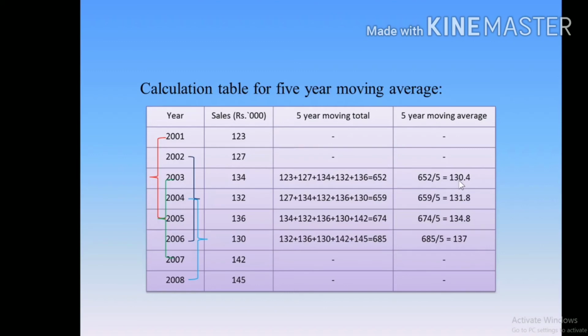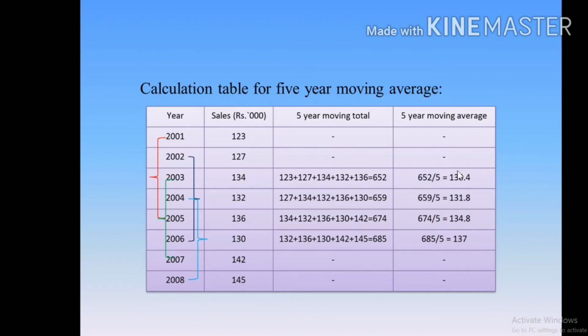In this way, the second moving total you can calculate from the year 2002 to 2006, and the data you have to put in the row against the 2004 column because it is the middle year. It gives the result of 659, and when you take the average, it gives the result of 131.8. In this way, you have to find out the 5-year moving average.